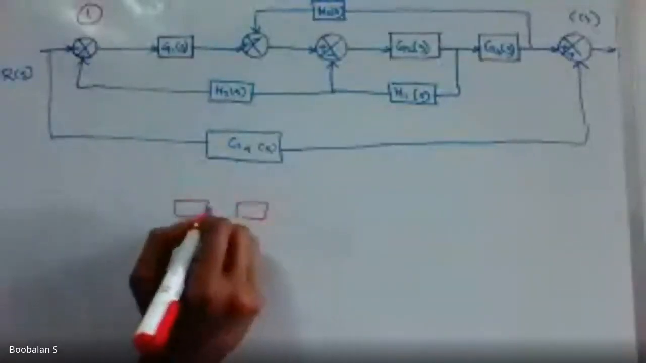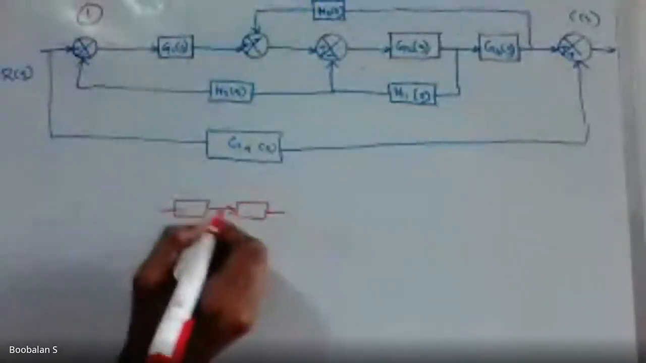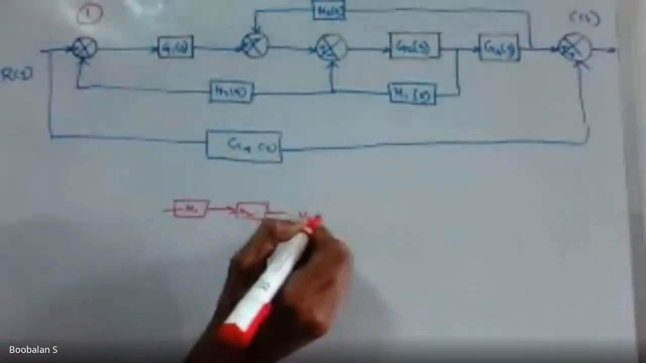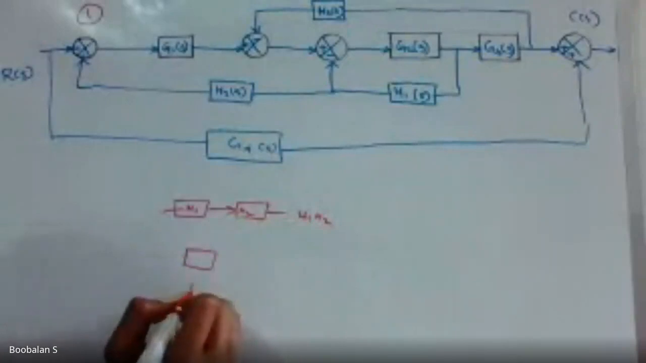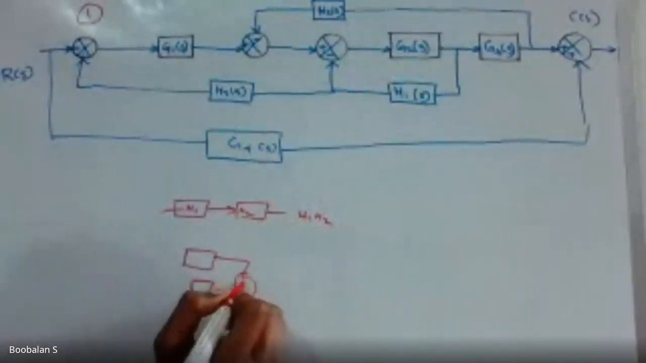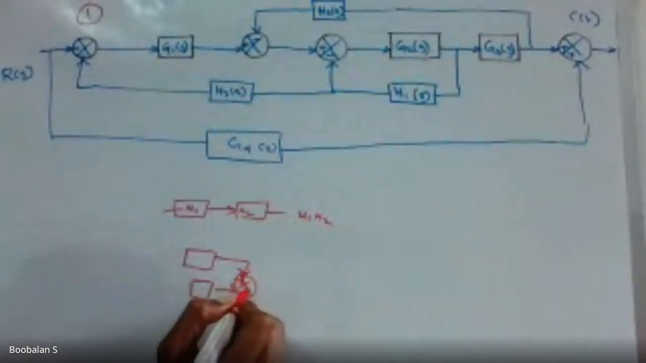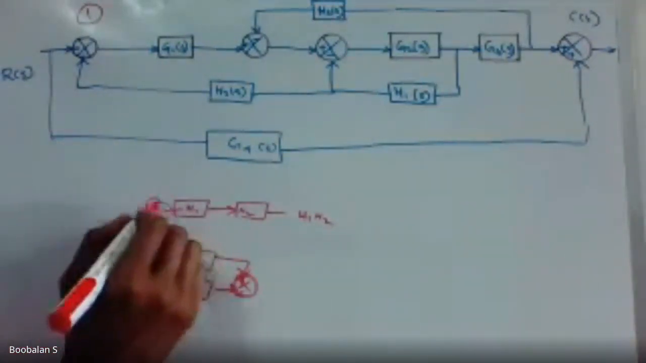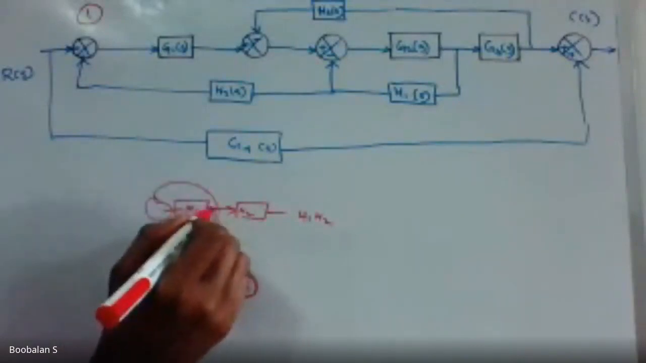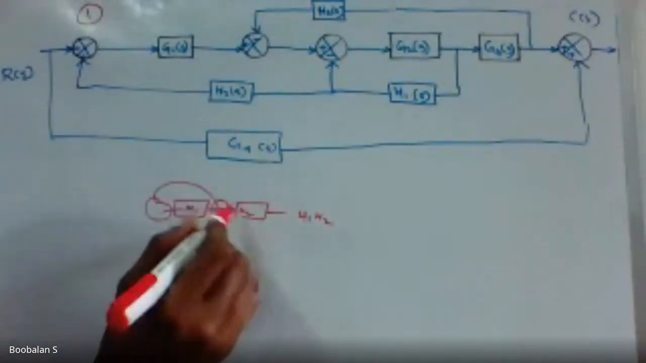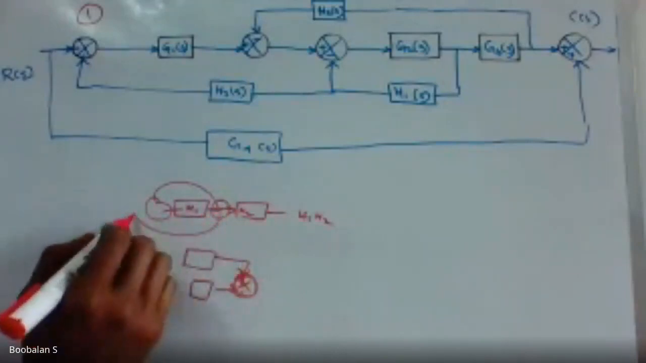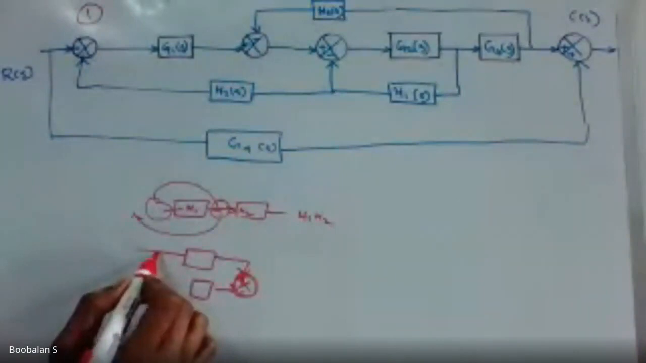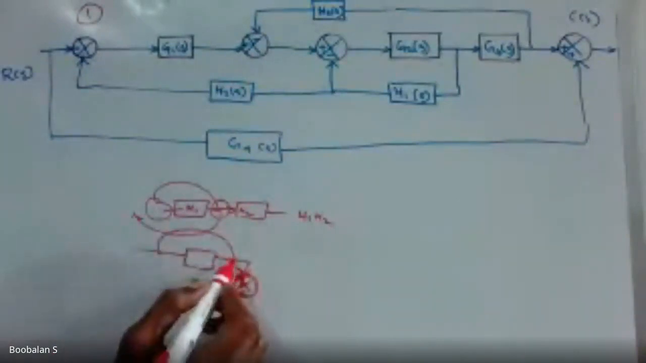If things are connected in parallel, you can just multiply them: h1 into h2. If both are connected in parallel, you can add them, based upon the symbol. Then we move a summing point from front end to back end. The same way, you can move a summing point from back end to front end. You can also change your pickoff point, or takeoff point, from front end to back end, and vice versa.